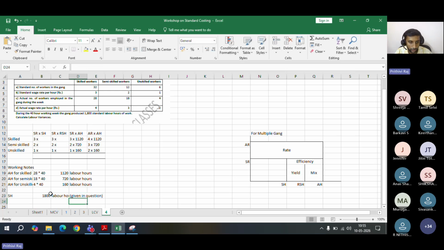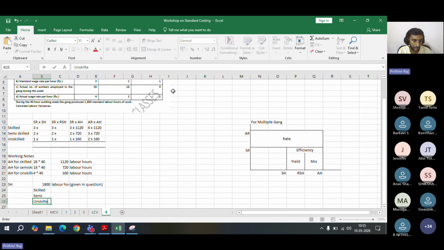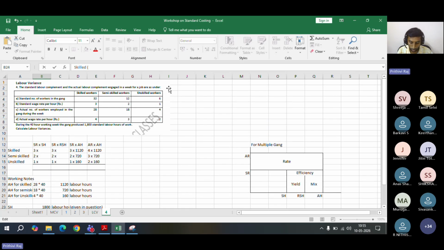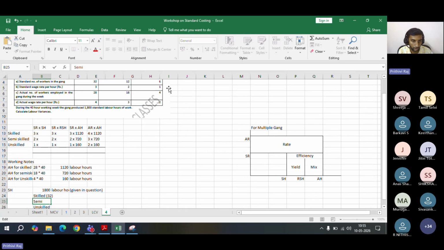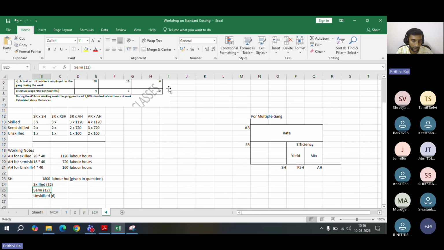So now what you are going to do, this 1800, we are going to split into skilled, semi-skilled and unskilled based on number of workers. In skilled, how many workers are there? 32. Semi-skilled it is 12. Unskilled it is 6. So based on this ratio and based on the number of workers, I'm separating it. If you add 32 plus 12 plus 6, it is 50 labors.